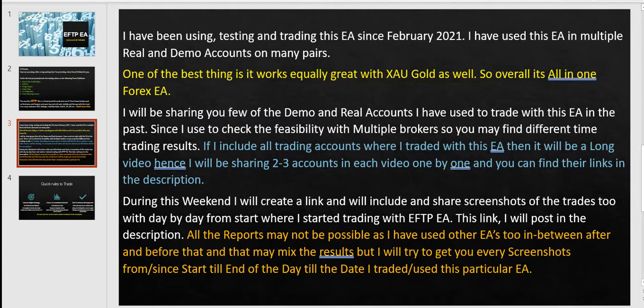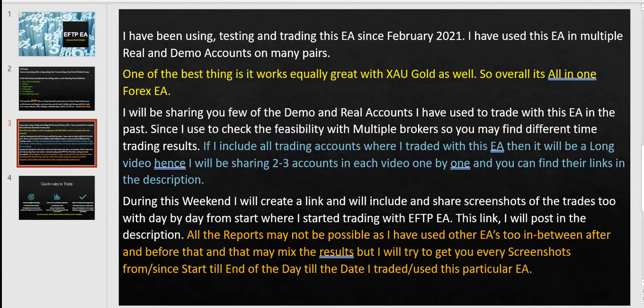During this weekend, maybe tomorrow or the day after, I will create screenshots of all the trades, put them into a folder, and provide you a link to view them over Google or wherever it is. Reports for all the EAs might not be possible, because I don't stick to one EA.